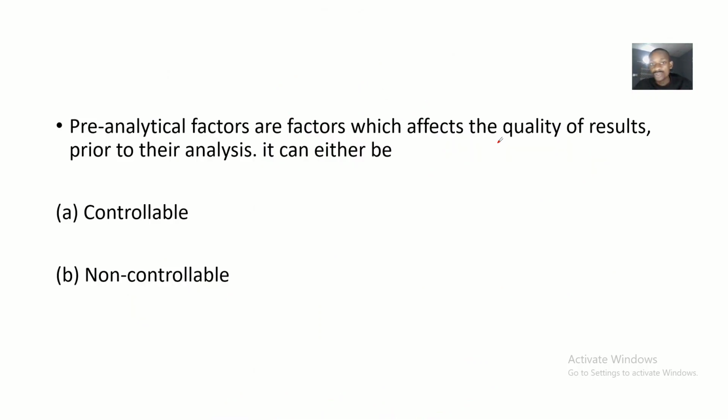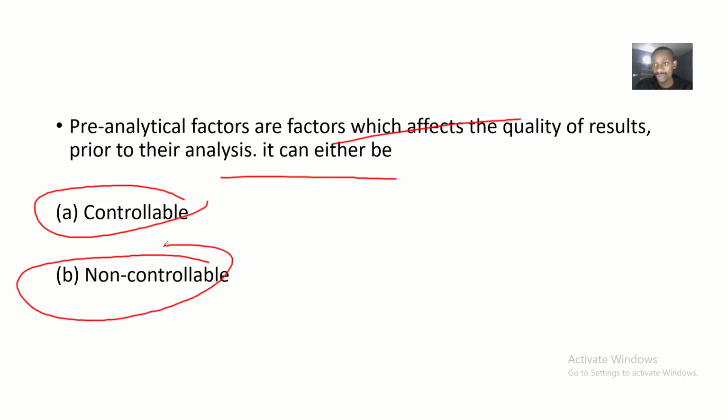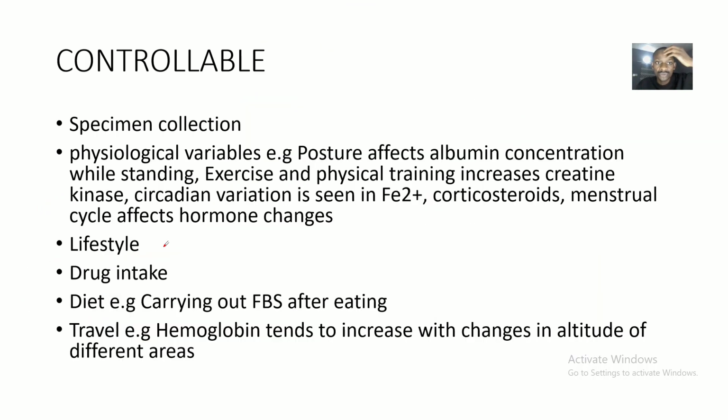These pre-analytical factors which may affect the quality of results prior to their analysis can either be the ones that I can control, the controllable ones, or the non-controllable ones. So for the controllable ones, let's move through them. You have factors like specimen collection. How was the specimen collected? All this is controlled because you can do it better.